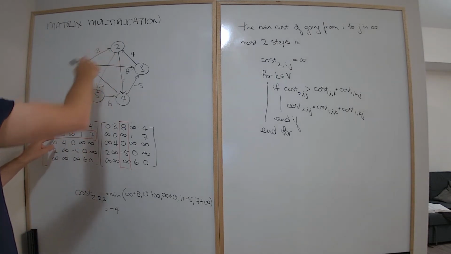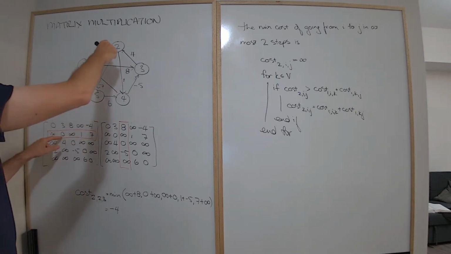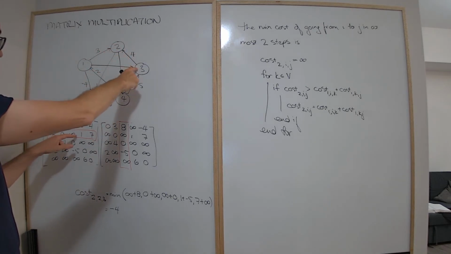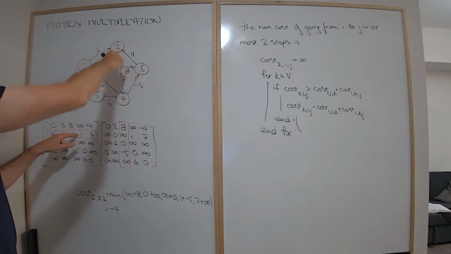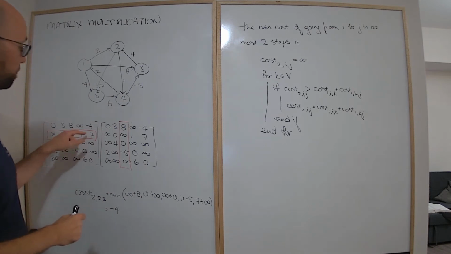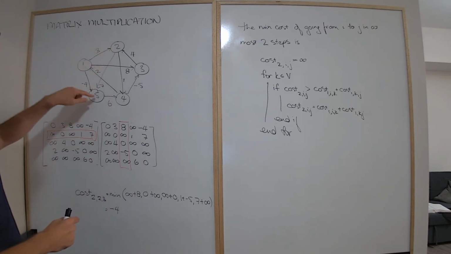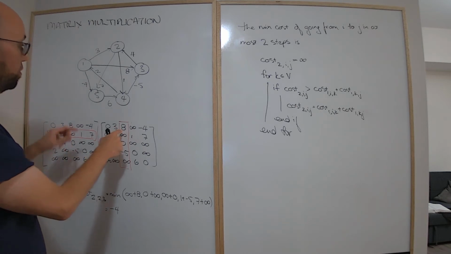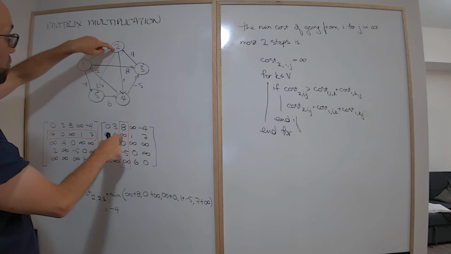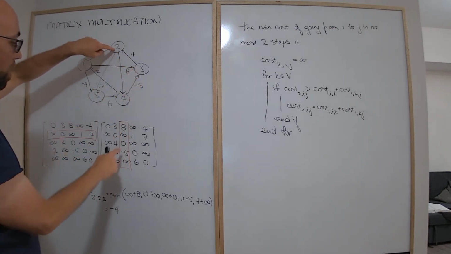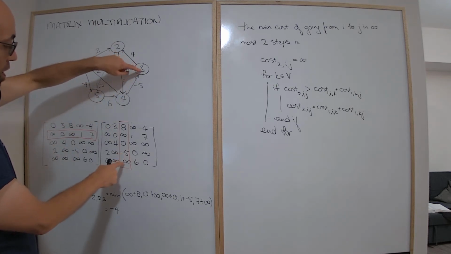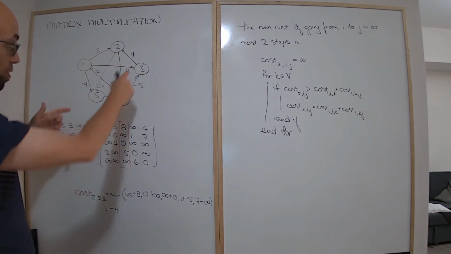Well, you can't actually get from 2 to 1 in 1. 2 going to 2, 2 going to 3 is infinite. 2 going to 4 is cost 1. And 2 going to 5 is cost 7. And then here, this is cost of 1 going to 3, which is 8. And 2 going to 3, which is infinite. And 3 going to 3, which is 0. And 4 going to 3, which is minus 5. And 5 going to 3, which is infinite.